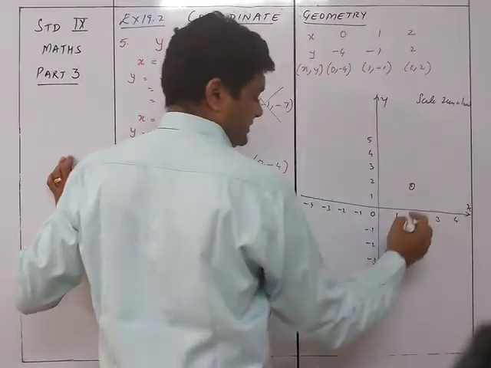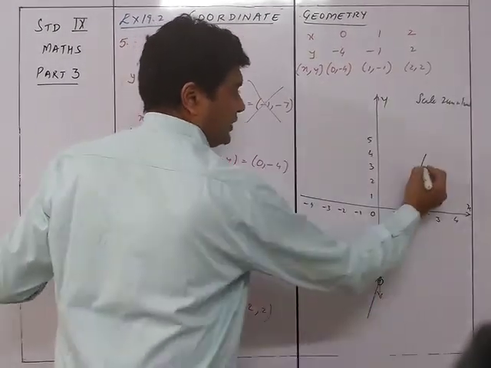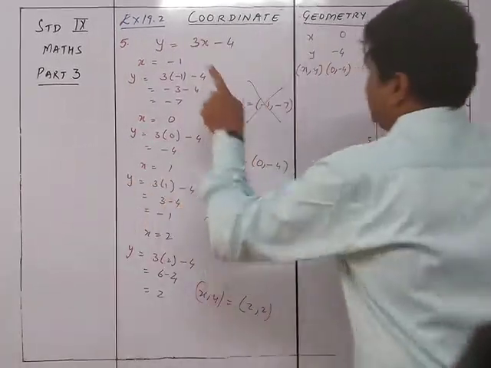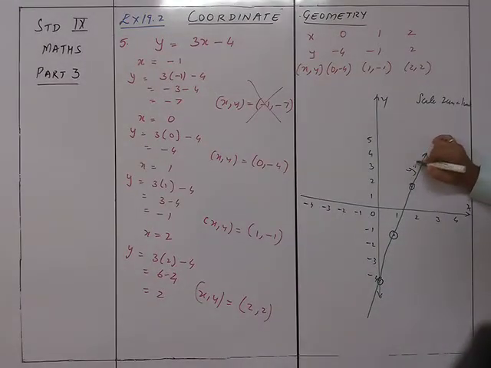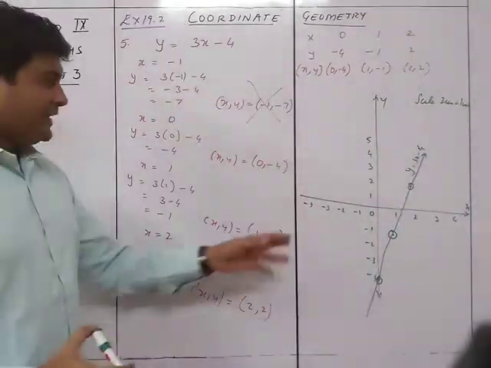So this gives us the straight line which will be like this, which will be given by the equation over here, y is equals to 3x minus 4. So that's the sum number 5. So in sum number 5 we are good.